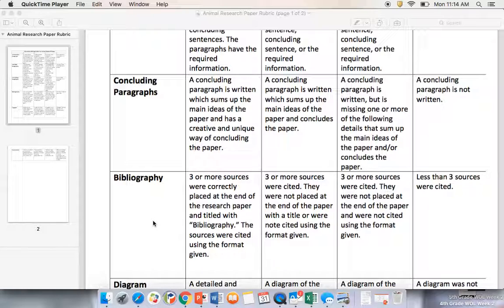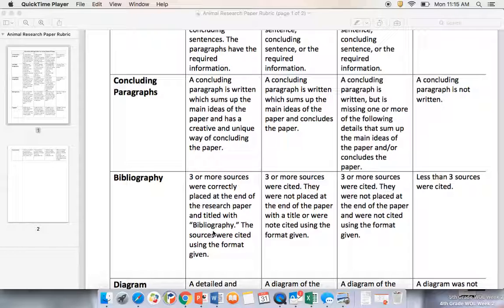And you also need a bibliography. So your bibliography says that you need 3 or more sources which were correctly placed at the end of the research paper and titled with a bibliography. These sources were cited using the format given. So your bibliography is a completely separate page from your research paper. It's a page all by itself. At the top of it, it's titled Bibliography, and then it has your 3 sources listed in alphabetical order. So that is what a bibliography is.